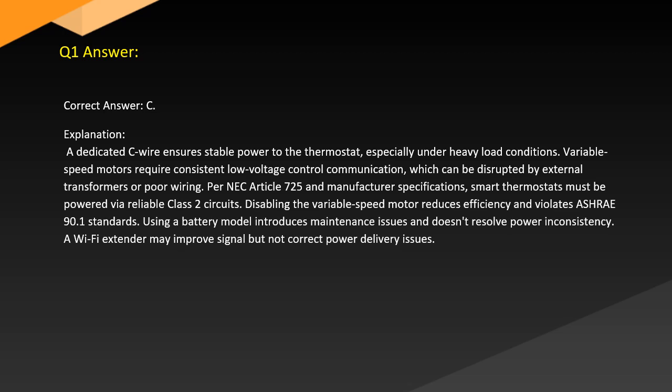Disabling the variable motor reduces efficiency and violates ASHRAE 90.1 standards. Using a battery model introduces maintenance issues and doesn't resolve power inconsistency. A Wi-Fi extender may improve signal but not correct power delivery issues.